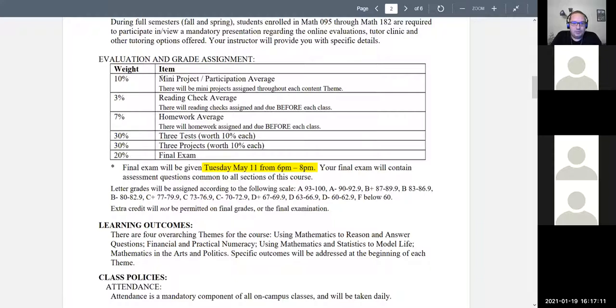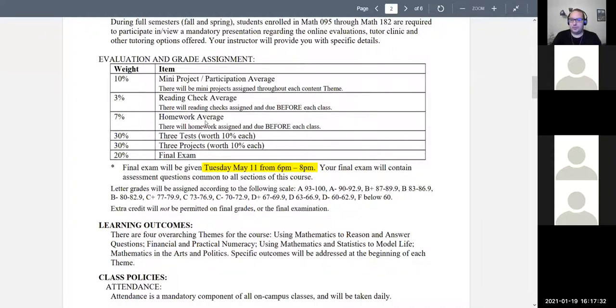10% of your grade will be through mini projects. 3% will be the reading checks. 7% will be from homework. And then 10% each from the in-class tests and the main projects, and 20% from the final exam.